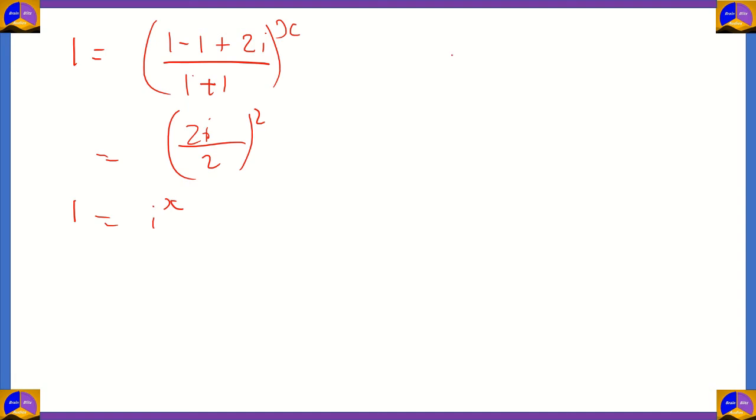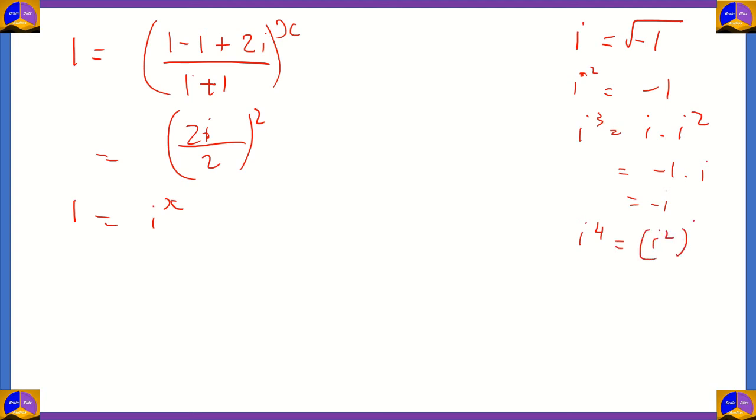Now in complex numbers, you would have known that the value of i is the square root of negative 1. So therefore the value of i squared will be negative 1. i cubed will be i times i squared, so basically minus 1 times i, so that's minus i. And then i raised to 4 will be i squared the whole squared, so that's minus 1 the whole squared, which is equal to 1.